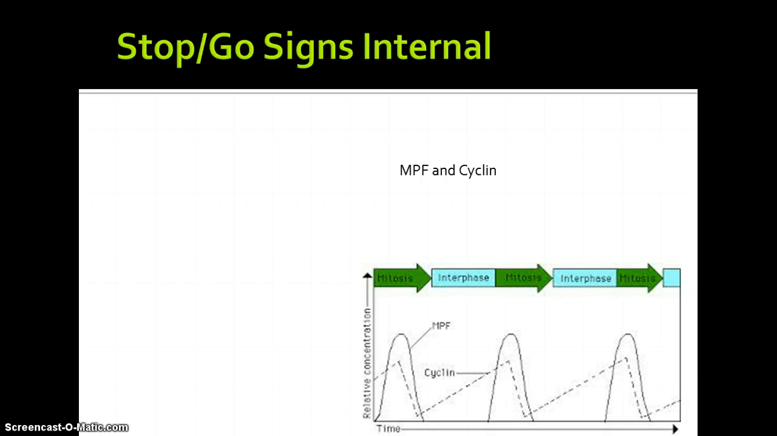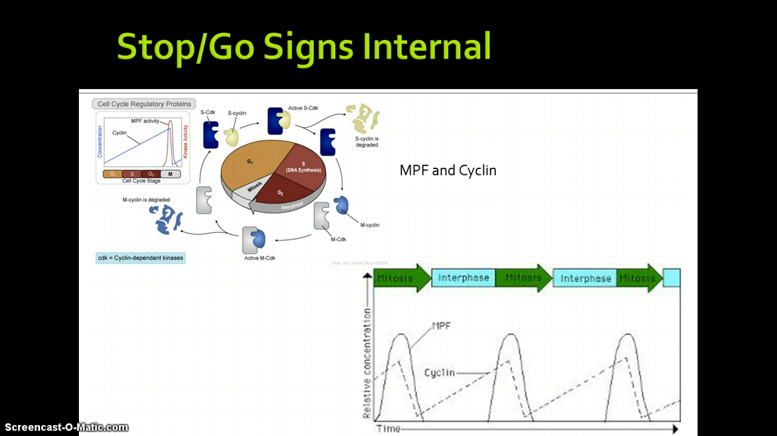Alright, next we have MPF, or maturation promoting factor, which is involved in the stop and go signs at checkpoints internally as well. And MPF itself functions by phosphorylating key proteins in the process of mitosis. The process starts when cyclins accumulate during the G1, S, and G2 phases of the cell cycle, and by the G2 checkpoint, enough cyclin is available to form MPF complexes, which initiate mitosis. Later in mitosis, MPF switches itself off by initiating a process which leads to the destruction and breakdown of cyclin.